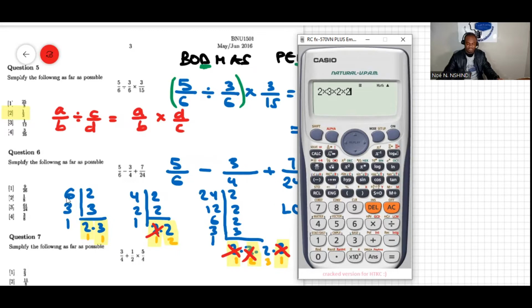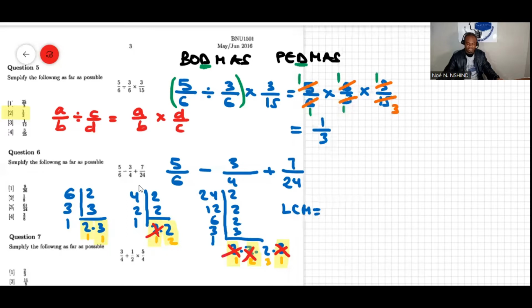I'm talking about these first 2, times 3. This is the first 3 here. This is 2, that's 2, and this 2, and that's 2. So if you hit equal, you get 24, okay? So 24 is the LCM of these denominators. So we need to turn each denominator into 24.